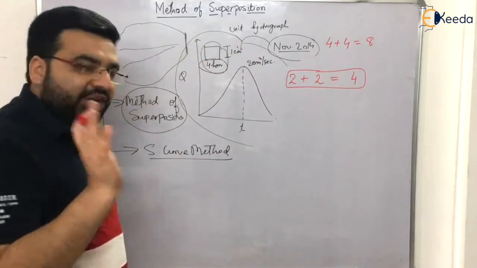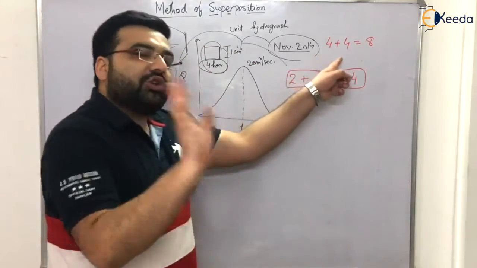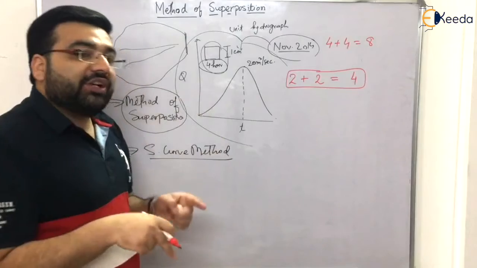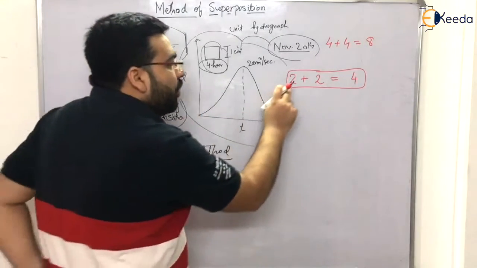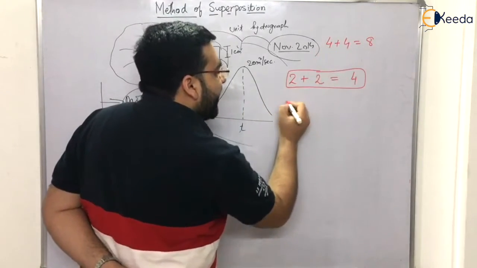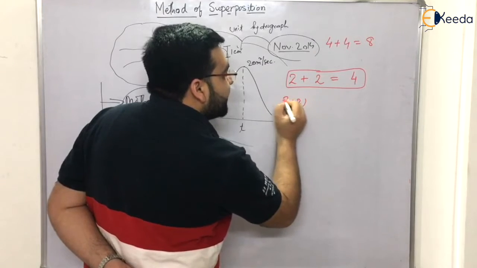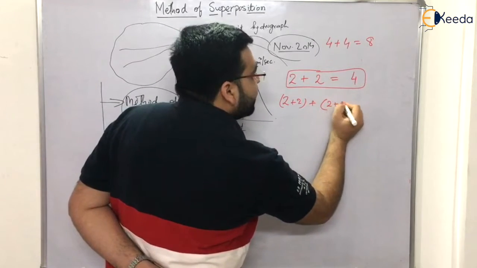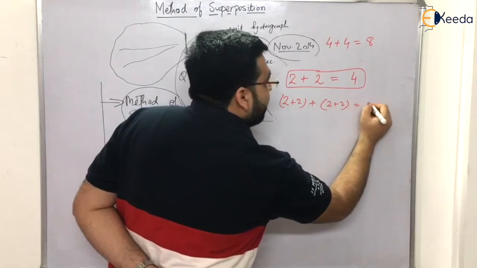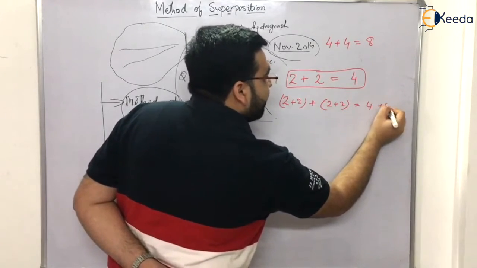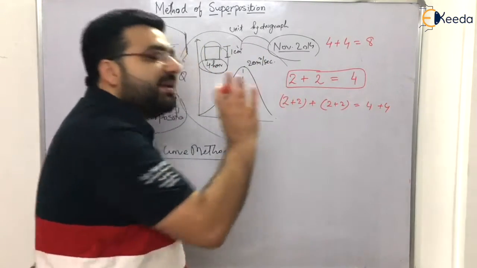You are a small kid. You know 2 plus 2 is equal to 4. You don't know that 4 plus 4 is equal to 8. So what will you do, if you are a little bit intelligent? Okay, this is 4, so I can write 2 plus 2 and 2 plus 2. Now 2 plus 2 is 4 and 2 plus 2 is 4. Clear? So this is the method of superposition.